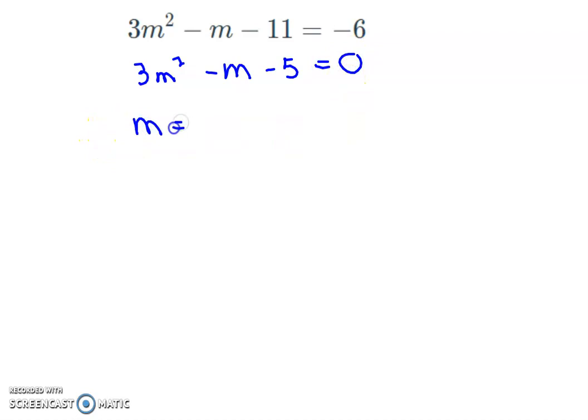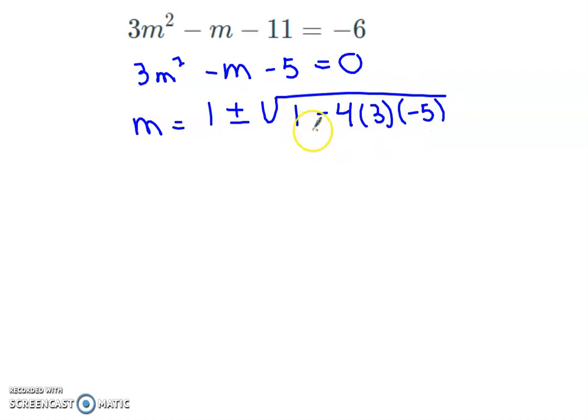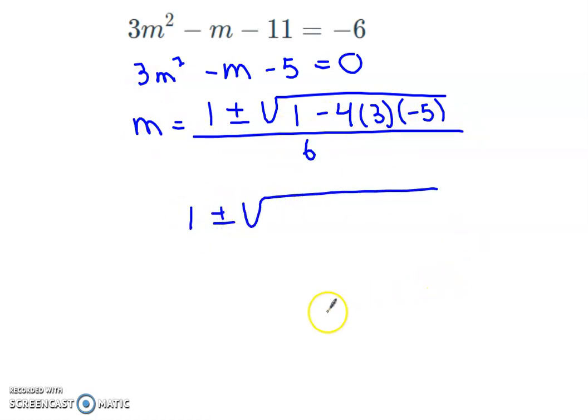You're going to get m equals the opposite of b. So b was negative 1, so 1 plus or minus the square root of 1 squared is 1 minus 4 times 3 times negative 5. Again, that's b squared minus 4ac all over twice what a is, so 6. 1 plus or minus the square root of, let's go, 1 minus 4 times 3 times negative 5. I got 61.